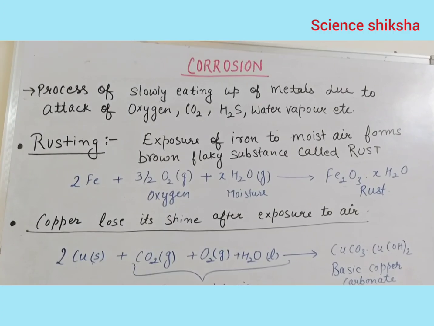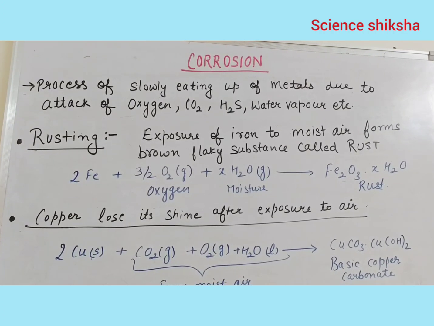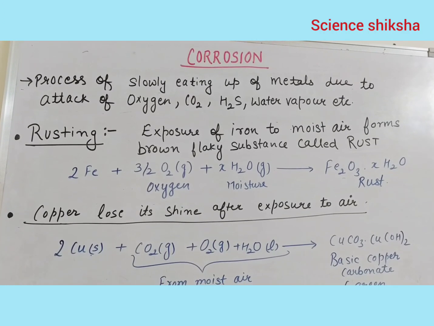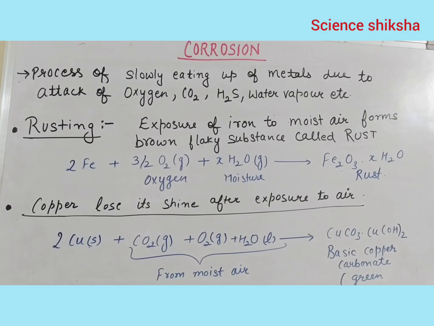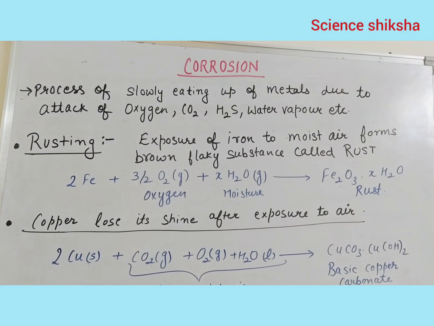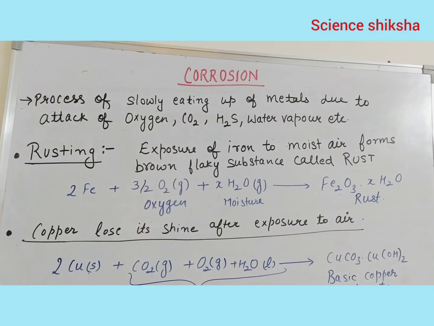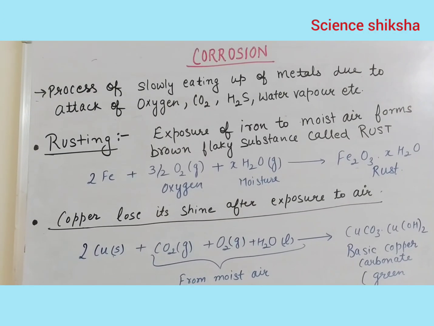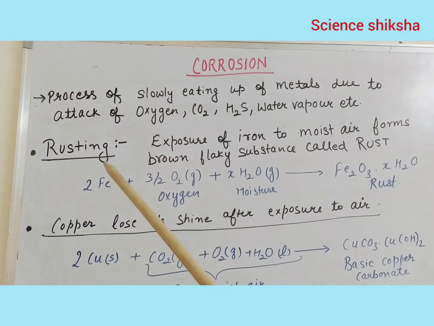So, what is corrosion? The process of slowly eating up of metals due to the attack of oxygen, carbon dioxide, hydrogen sulfide, and water vapor that is present in the air to form different compounds is known as corrosion. There are different forms of corrosion. For example, rusting.